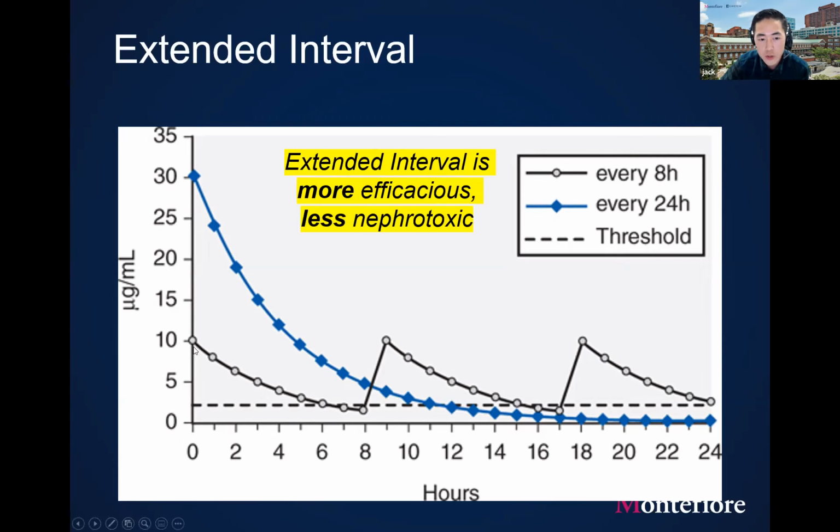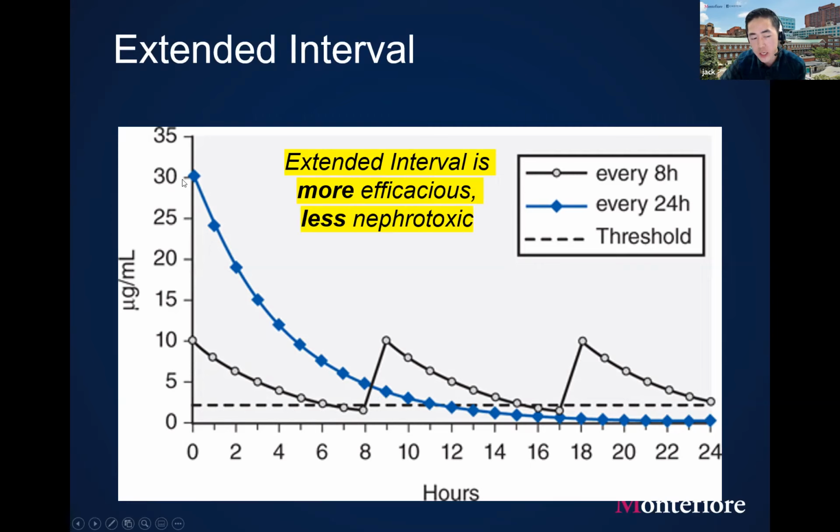So in the black line, you can see that this is the traditional way of dosing. This dashed line here is the MIC. So you can see that aminoglycosides, if you dose it traditionally, never dip below the MIC. So you're always keeping it therapeutic, which isn't really the best way to optimize its PK parameters.